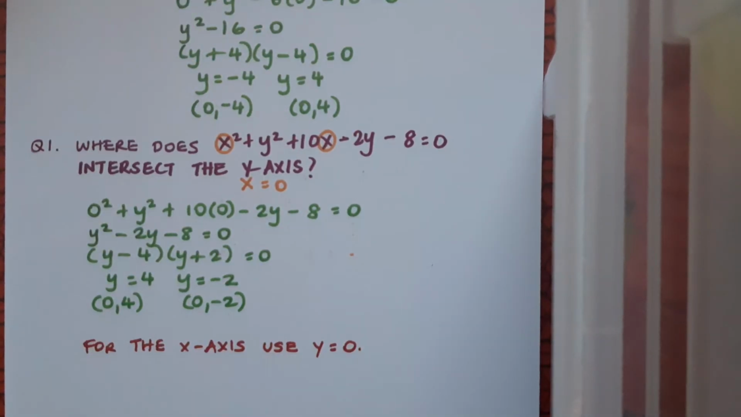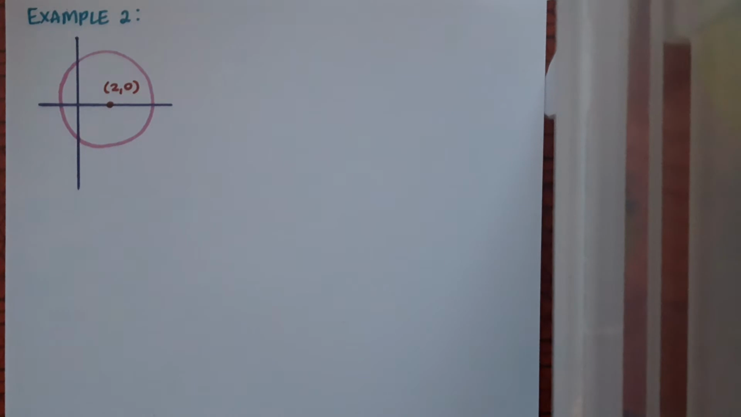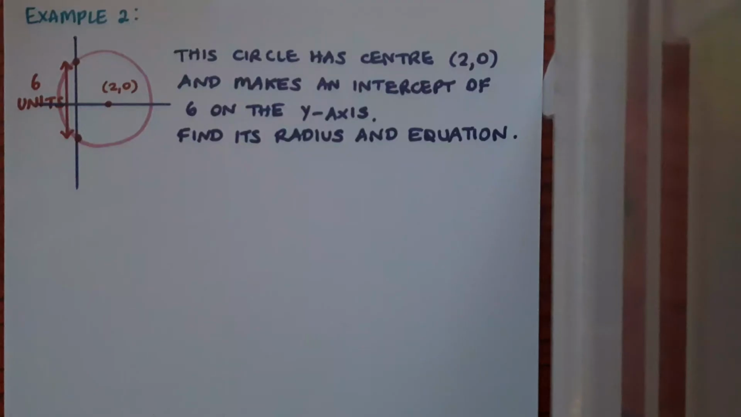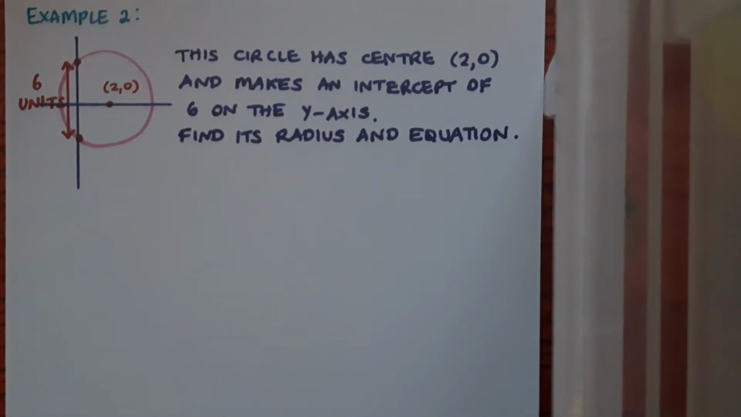The procedure to find the point of intersection with the x-axis is the exact same idea, except that in that case, you'll just use y equals 0. That's not the only type of question that we can encounter about where a circle intersects an axis. In this question, I've got a circle with a centre at (2, 0). I'm also told that it cuts off 6 units on the y-axis. Using just this information, I want to find its radius and I want to find its equation.